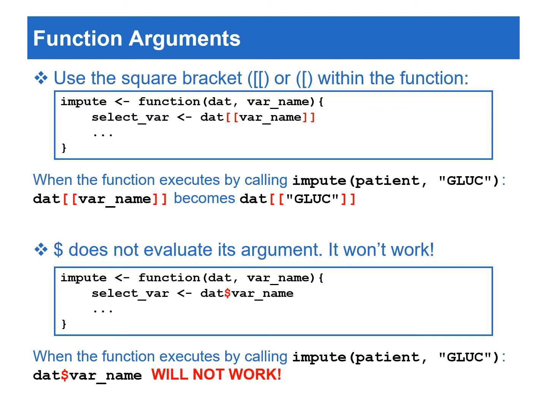One thing we need to be careful about is when we use a variable name within the function. In the impute function, we must use the square bracket, instead of using the $ sign operator, to access a variable from a data frame. When a formal argument is placed within single or double brackets, the actual argument will be substituted during the function execution. This is called evaluation. The $ sign operator does not work, because the $ sign does not substitute the actual argument.